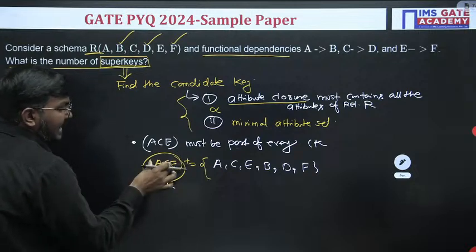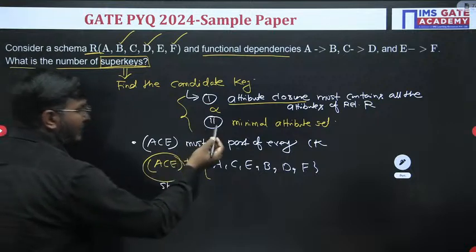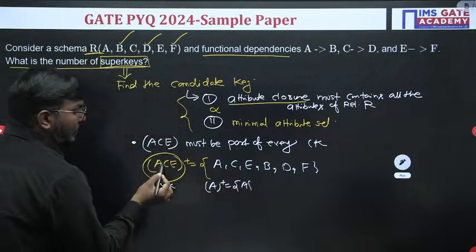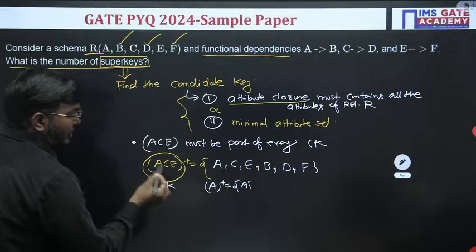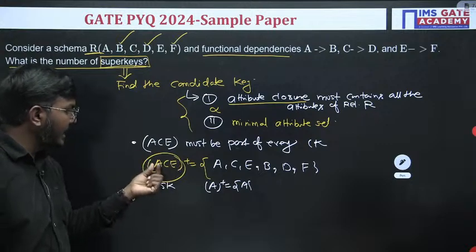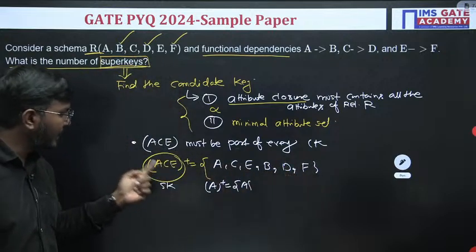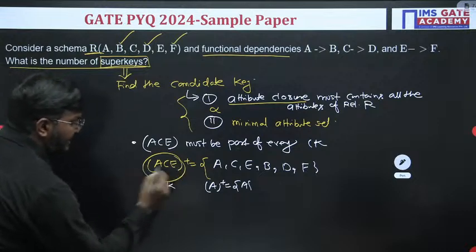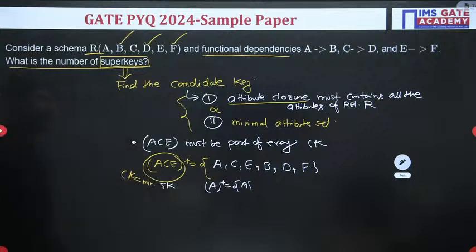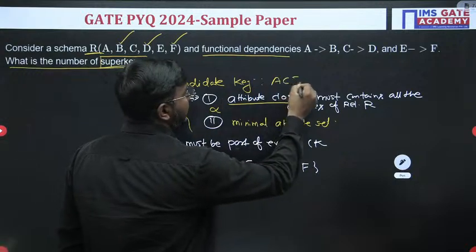But how to prove this is a candidate key? I need to prove that ACE is a minimal attribute set. If I find the A closure, A closure is A only. The C closure is C only. E closure is E only. AC closure is AC only. It means if you find the closure of a proper subset of ACE, then it cannot determine all the attributes of the relation. We discussed this in the classroom. So none of the proper subsets of ACE is a super key. It means ACE is a minimal super key, and a minimal super key is nothing but a candidate key. Understood? So the first thing is that ACE is the candidate key here.